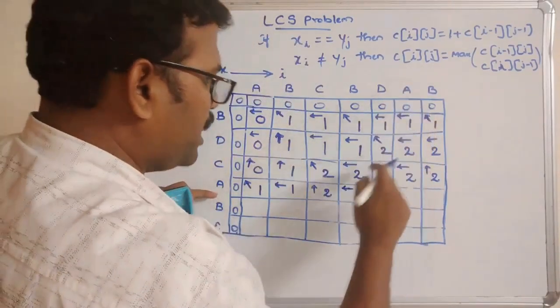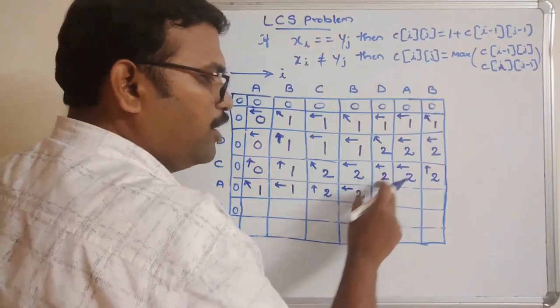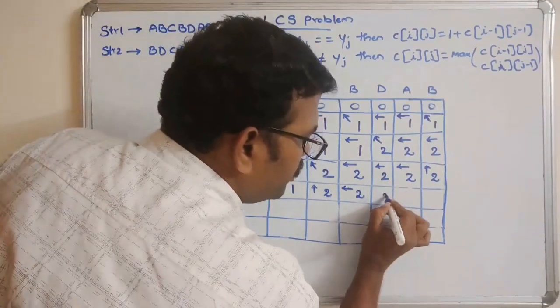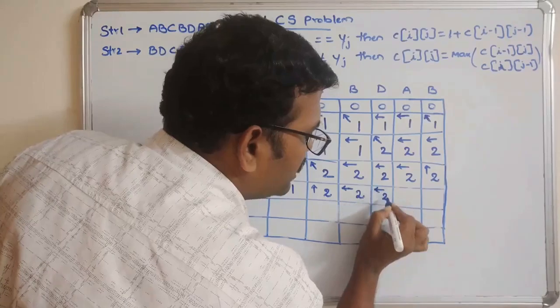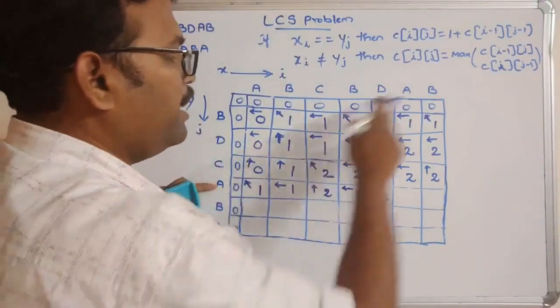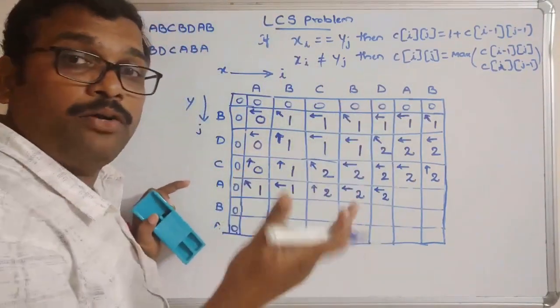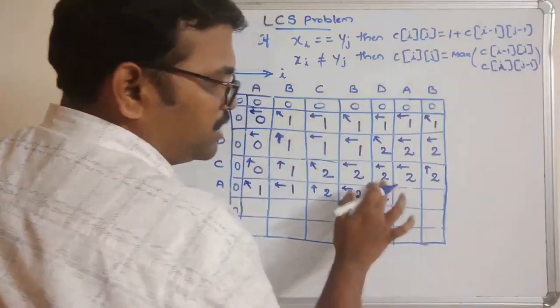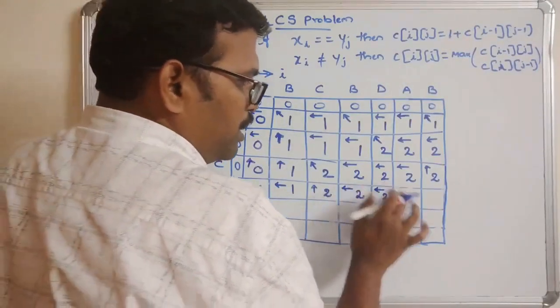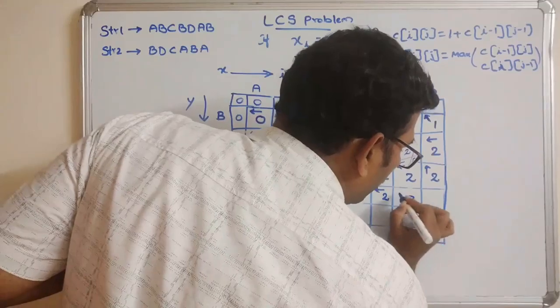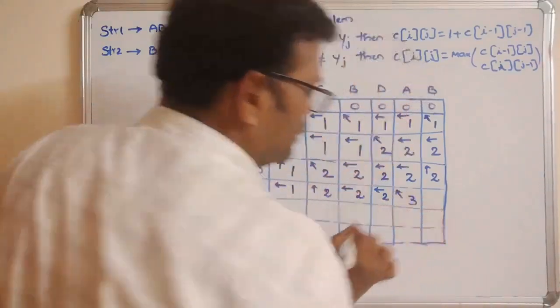Next, A and D both are unequal. Again diagonally we are having 2 and 2. So from this we got a 2, and I will consider from this cell. A and A both are equal, so we need to add 1 to I minus 1, j minus 1. That is a diagonal here. So 2 becomes 3. We got 3 from this particular cell.